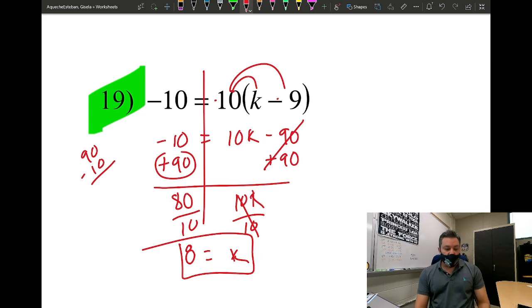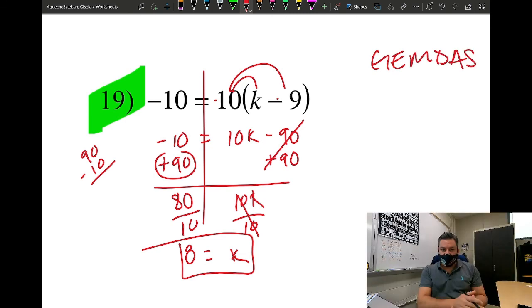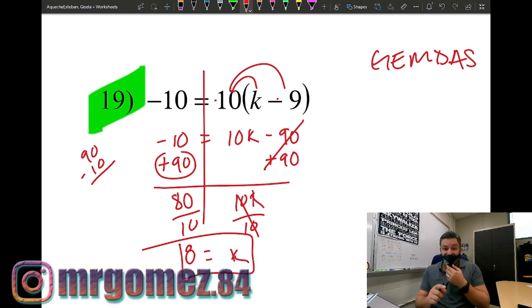Any questions? Just to recap, from GEMDAS, you've got to work backwards, right? So first step, you're either going to add or subtract, and the second step, you're going to multiply or divide.